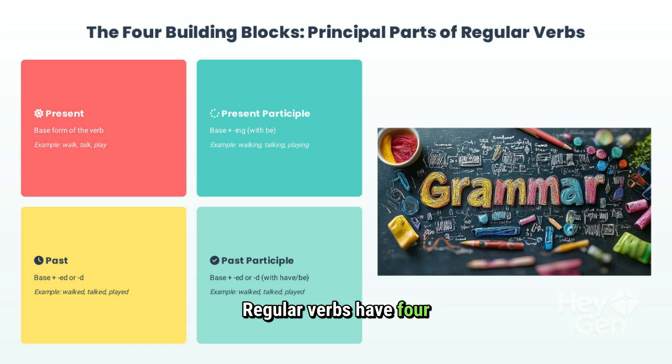Regular verbs have four principal parts: the base form, present participle, past, and past participle. The base form is used in the present tense. The present participle adds -ing, used with be. The past and past participle forms add -ed or -d, used with have or be. Examples include walk, walking, walked.